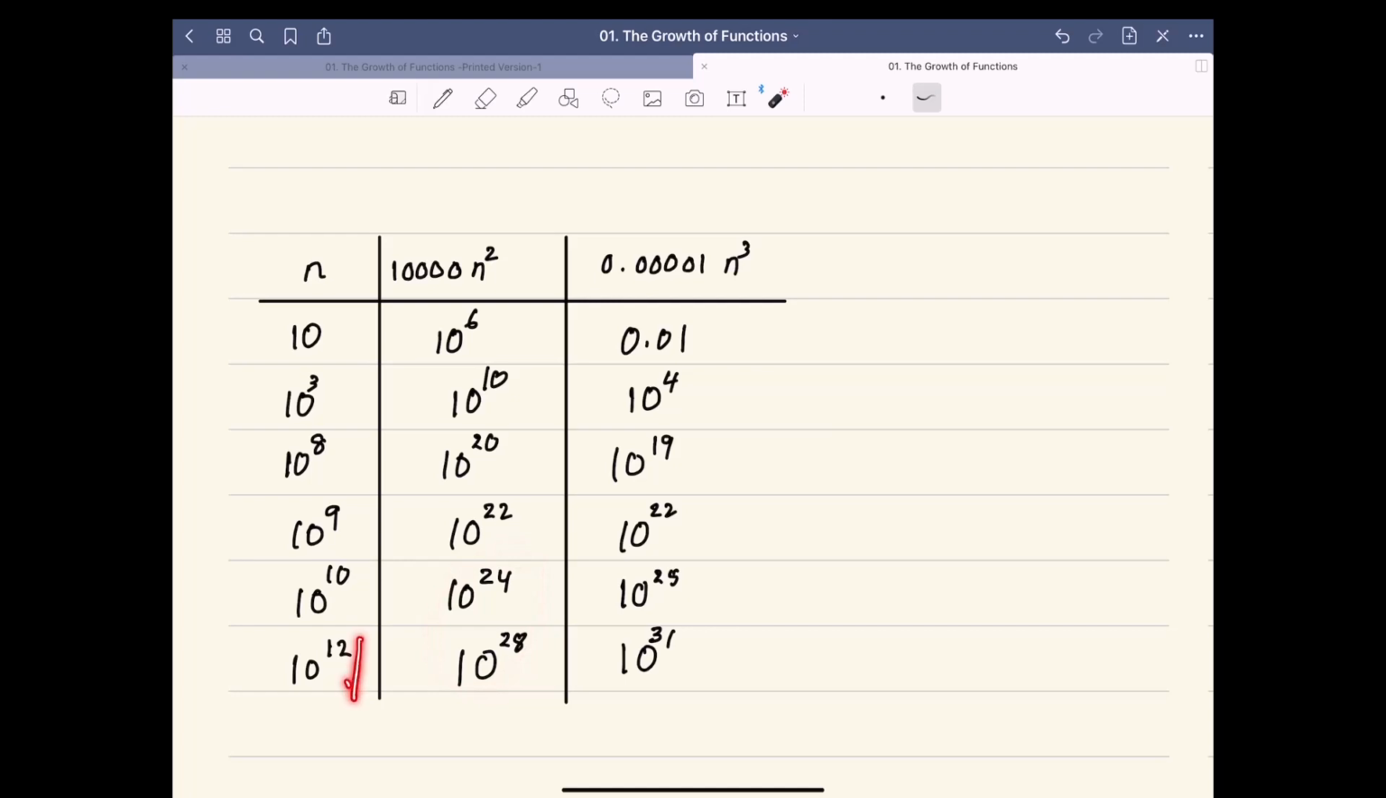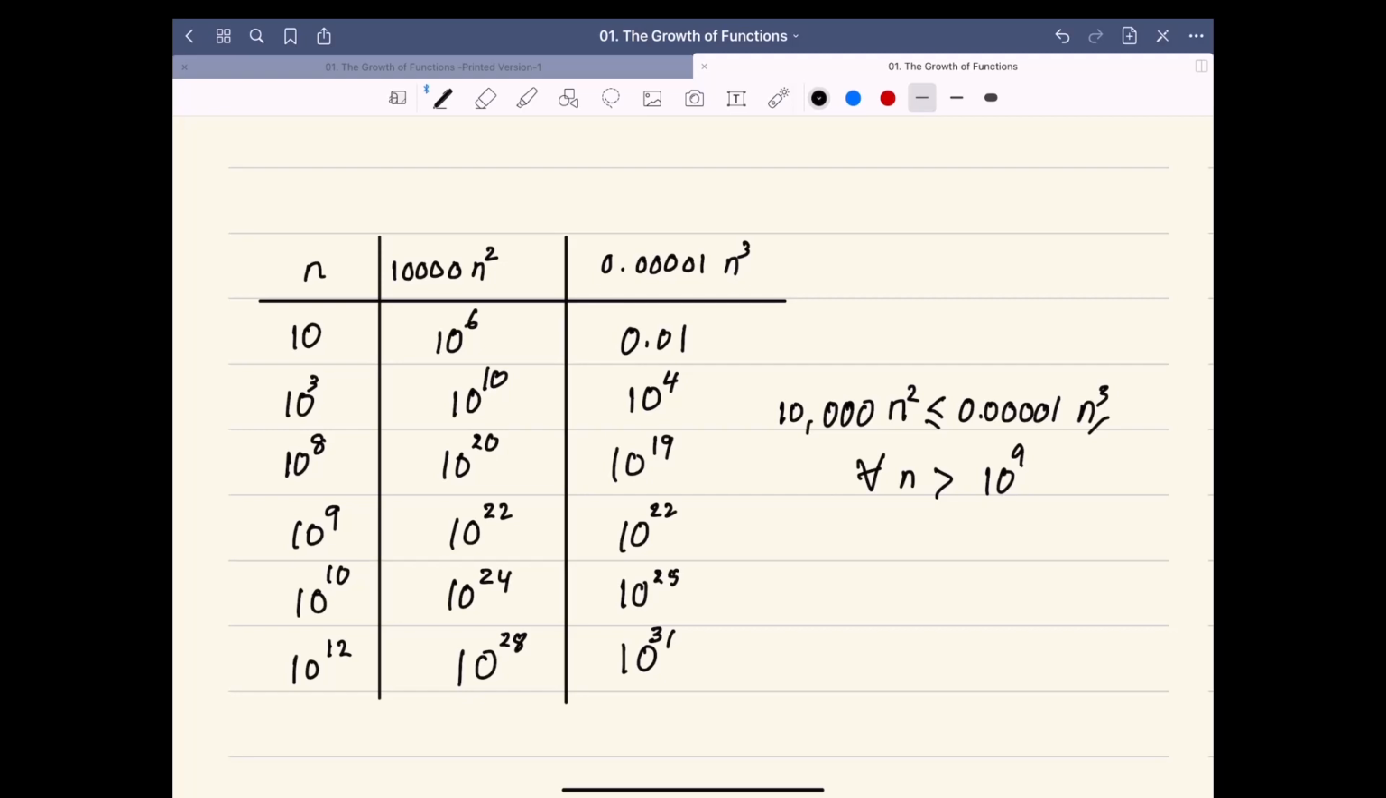And if you continue this table for large values of n, again you will notice that this function will always be less than or equal to this function, and we write it mathematically: 10,000 n square is less than or equal to 0.0001 n raised to power 3. But this happens when n is greater than 10 raised to power 9.